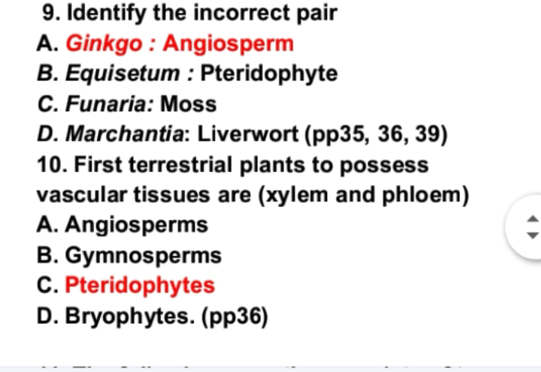Next question is, first terrestrial plants to possess vascular tissue, that is xylem and phloem, are. Options are angiosperms, gymnosperms, pteridophytes, and bryophytes. See, the first terrestrial plants to possess the vascular tissues are pteridophytes. So therefore option C is correct.